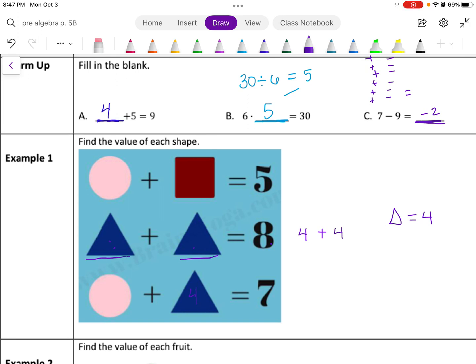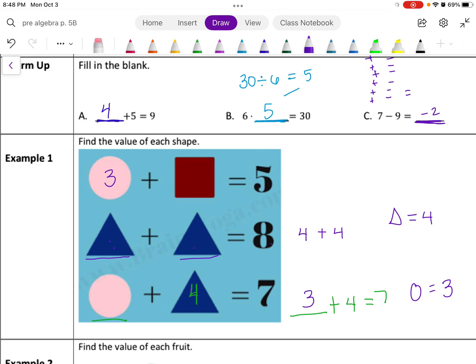Well, now that I know that a triangle is 4, I can fill that in on this third line. So now I know that something plus 4 equals 7. Another way to write this would be using our blanks. We could write blank plus 4 equals 7. Well, what plus 4 equals 7? 3 plus 4 equals 7. So now we know our circle is worth 3.